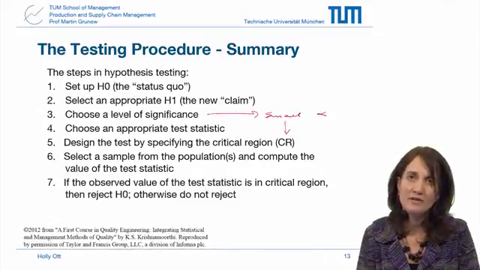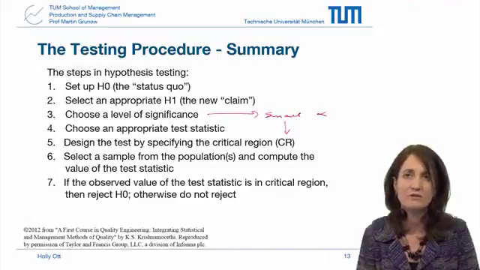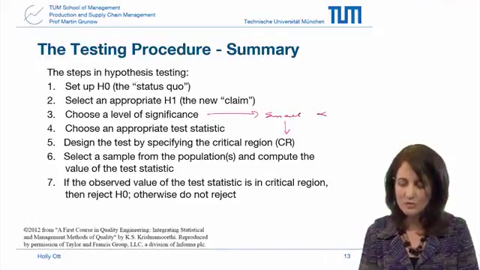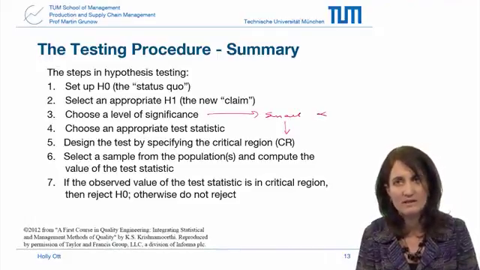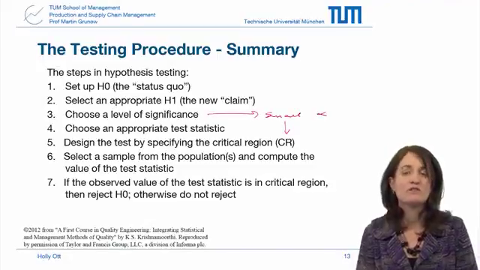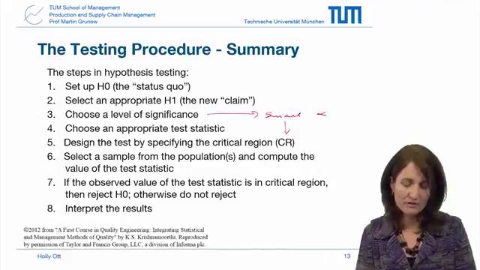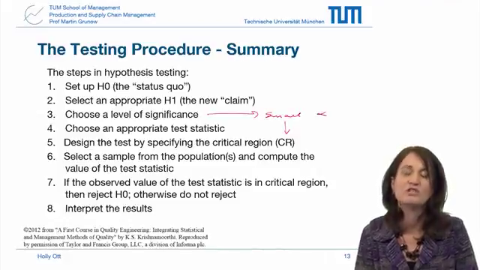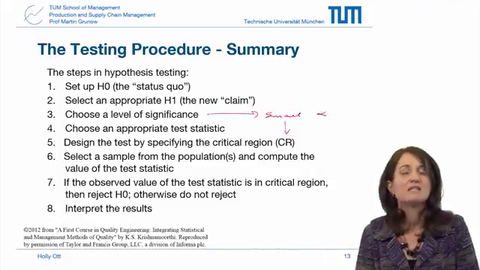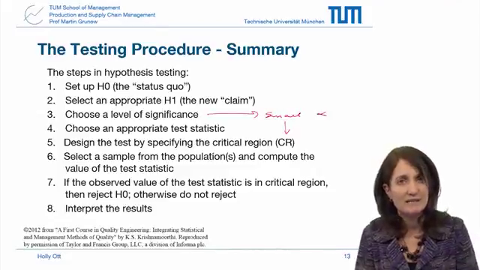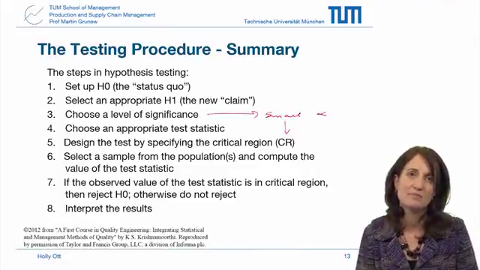If the observed value of the test statistic is in the critical region, then we reject the null hypothesis. Otherwise, we do not reject. And there is a final step, of course. You should interpret your results. Do you need to do additional tests? Does the example make sense? And what would be your next steps?